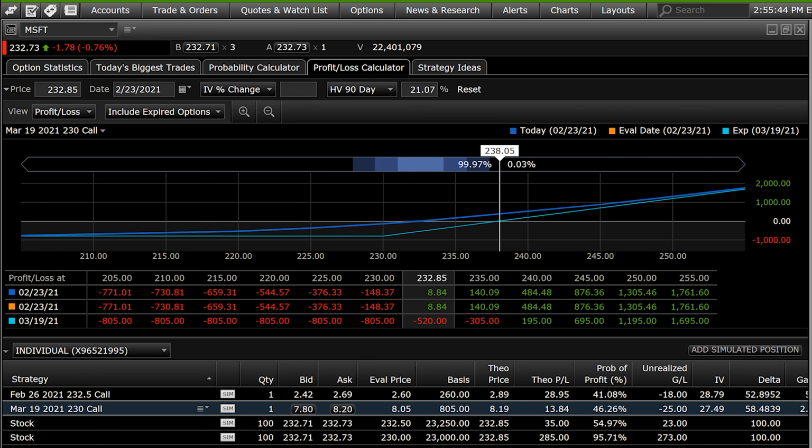So when the value of Microsoft goes up, as we expect it will, because we're bullish on Microsoft, you can receive the same profit as 100 shares of stock. So that's the beauty of long calls, where you can have a lot more leverage with a lot less risk.